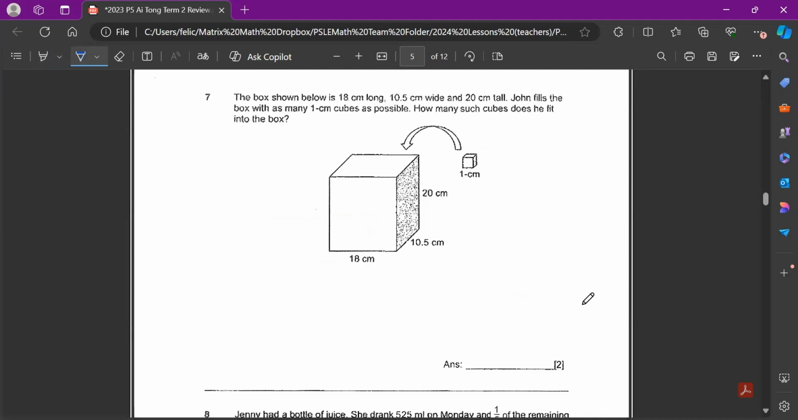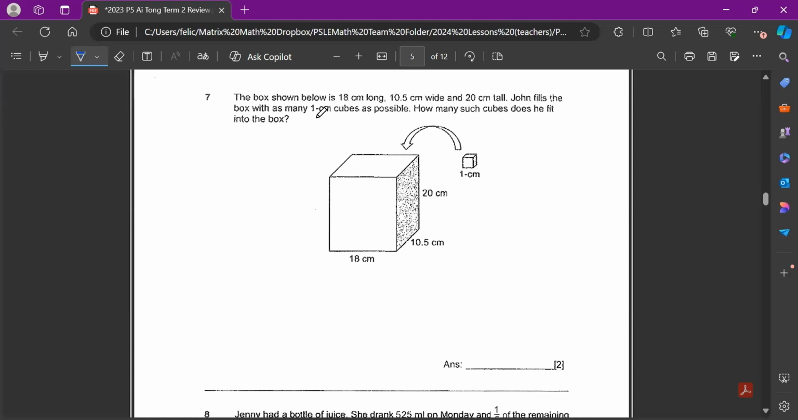Question 7. The box shown below is 18 cm long, 10.5 cm wide, and 20 cm tall. So long means the length, wide means the breadth, tall means the height. Sometimes the question will not give you the diagram here, so you must understand what long, wide, and tall mean with respect to the length, breadth, or height. Normally the last one will always be the height.